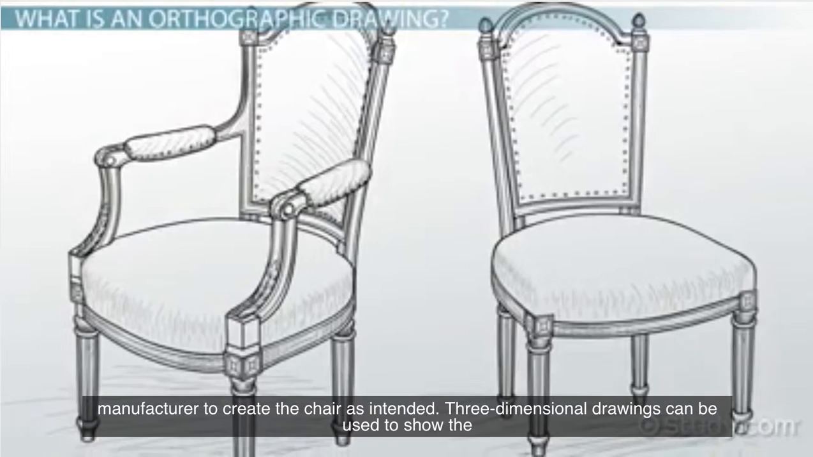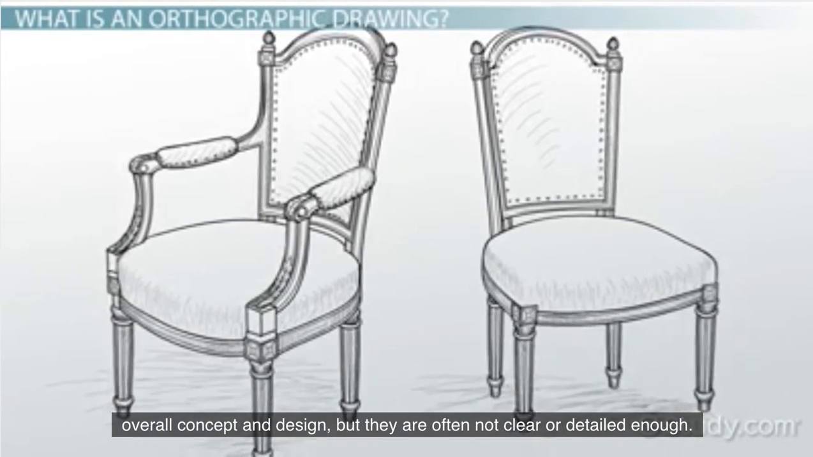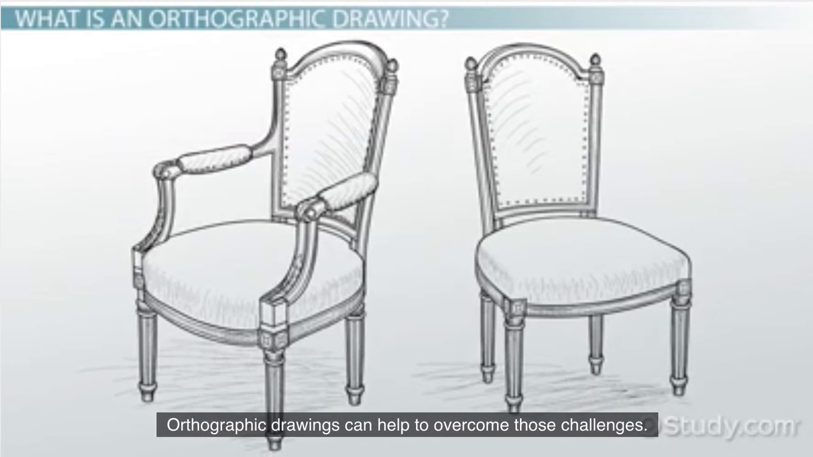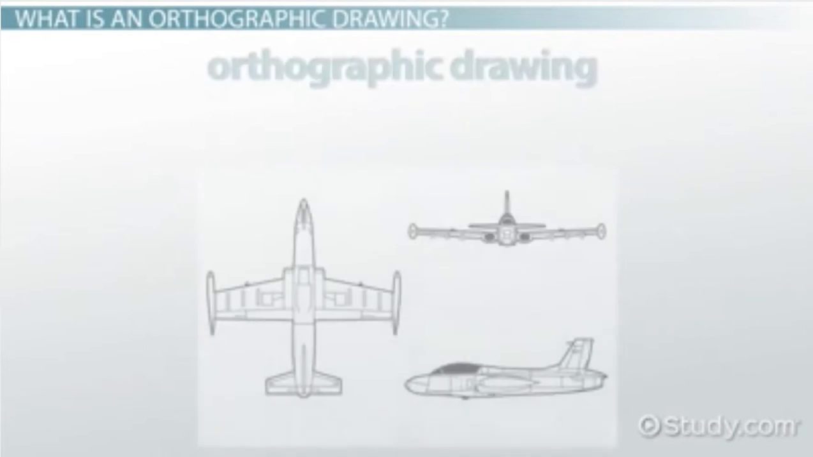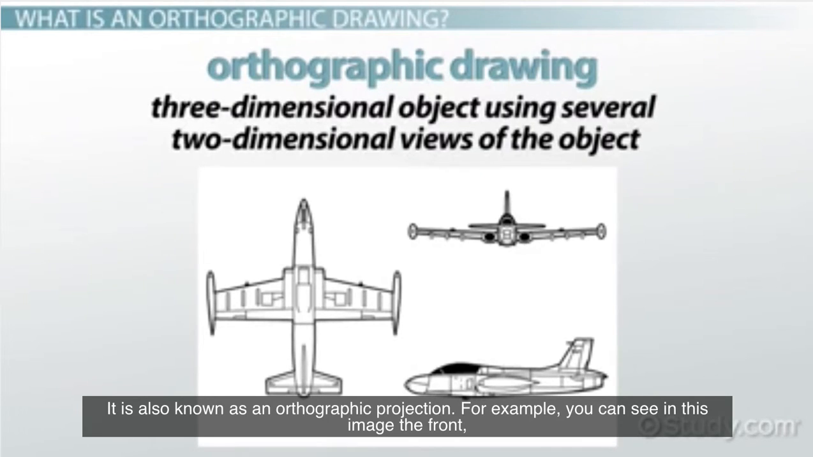Three-dimensional drawings can be used to show the overall concept and design, but they are often not clear or detailed enough. Orthographic drawings can help to overcome those challenges. An orthographic drawing represents a three-dimensional object using several two-dimensional views of the object. It is also known as an orthographic projection.